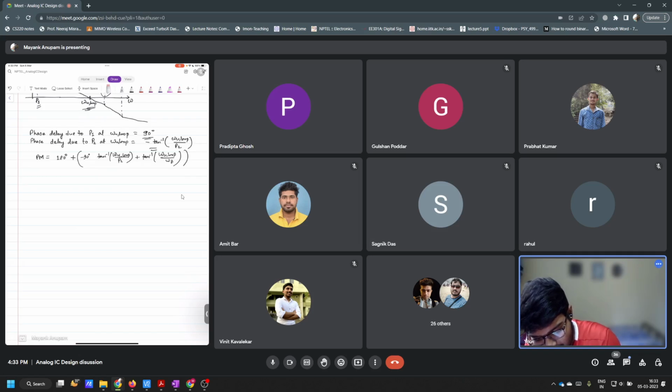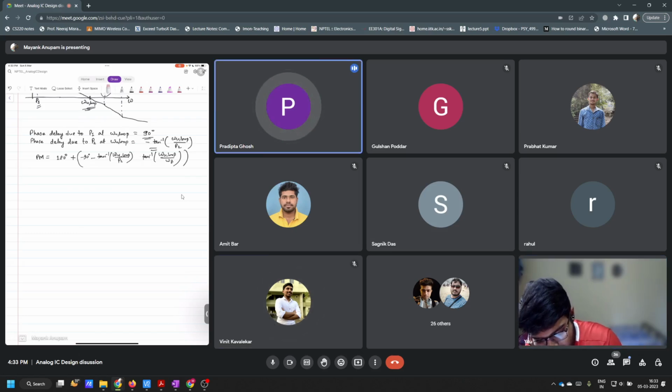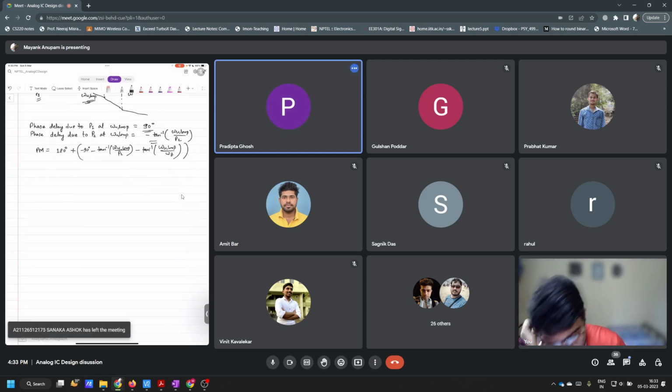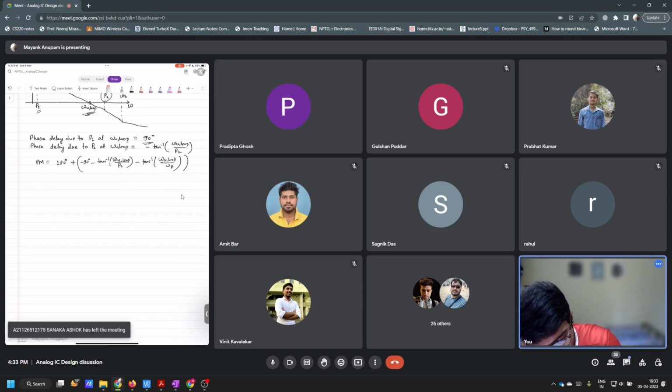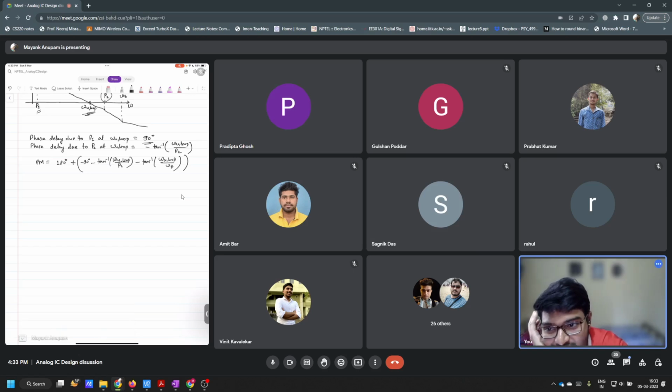Yes, P2, sir, it will be negative. P2 is in the pole, so it will be directly added as minus tan inverse of omega u loop by P2. Right. So now, is it correct? Because there is a lot of confusion among you. So is it correct or not?